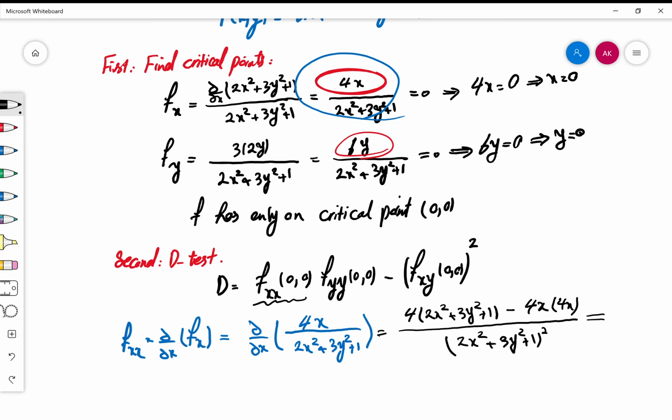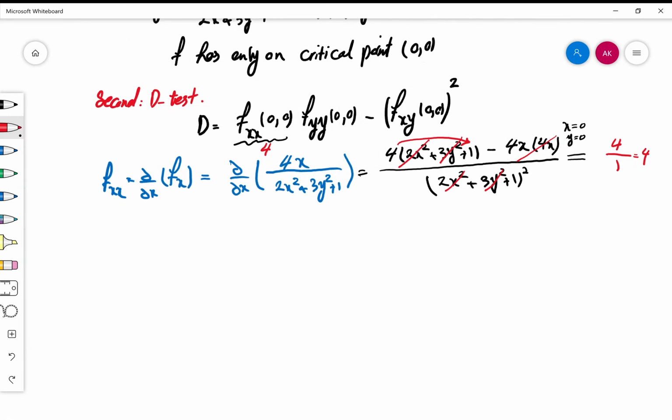I can simplify everything here, but what I need is fxx at (0, 0). So set x equal to 0 and y equal to 0. The term with 4x goes away because it is 0. The only term that stays is 4 times 1, over 1 squared, which is 1. So fxx at (0, 0) is 4.